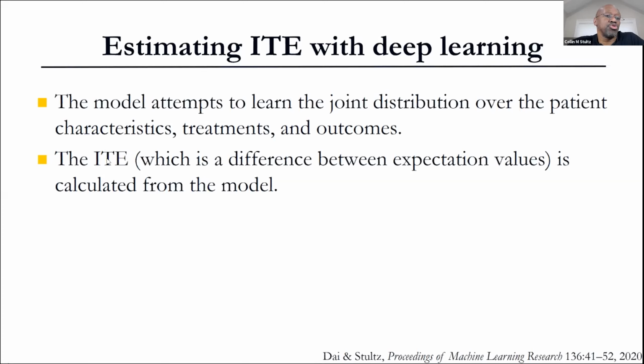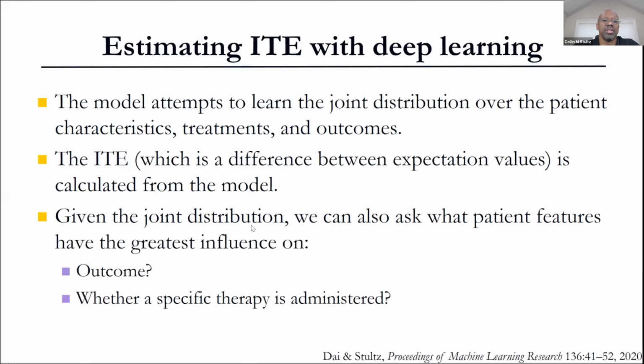So we calculate the individual treatment effect once the model has learned this very broad distribution, which is a difference of two expectation values. And then given a joint distribution, we can also ask what patient features have the greatest influence on the outcome, and actually whether the specific therapy is administered.